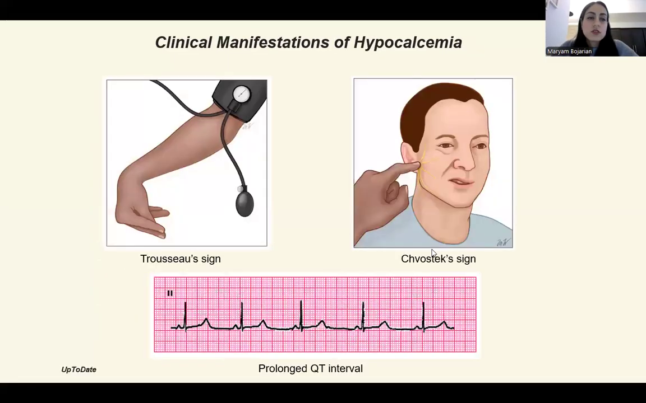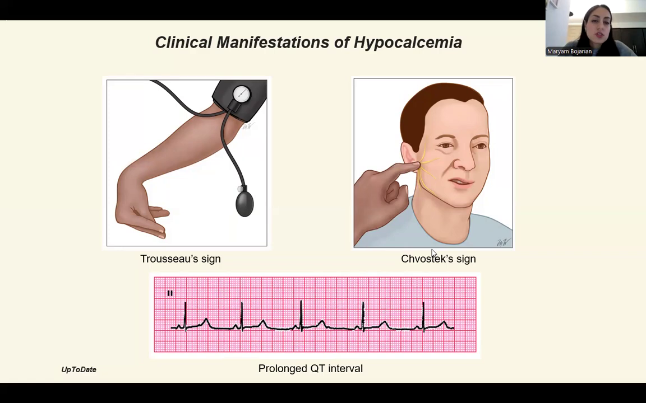Okay, so it's important to understand those signs. We have Trousseau sign, which is carpal spasm induced by inflating a blood pressure cuff on the arm. And we have Chvostek sign, which is facial muscle twitching in response to tapping the facial nerve.